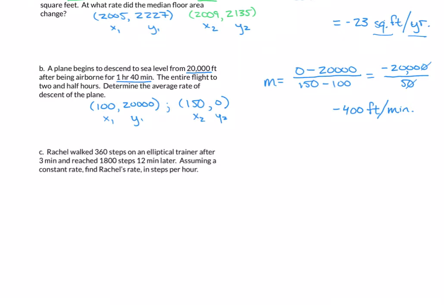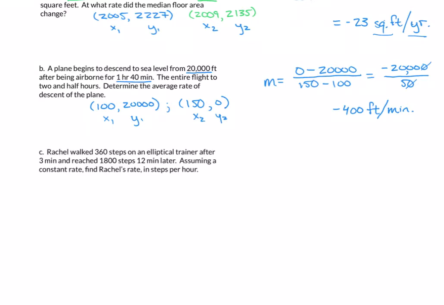Okay, example C. We have Rachel walked 360 steps on an elliptical trainer after 3 minutes and reached 1,800 steps 12 minutes later. Assuming a constant rate, find Rachel's rate in steps per hour. Okay, so let's go ahead and try this one. This is another tricky problem.